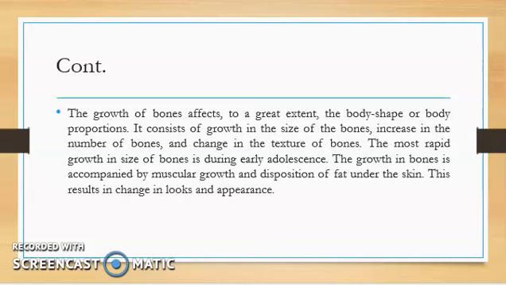Another important point is that the growth of the bones affects to a great extent the body shape or body proportions. It consists of growth in the size of the bones, increase in the number of bones, and changes in the texture of bones. The most rapid growth in size of bone is during early young age, adolescence age. The growth in bones is accompanied by muscular growth and disposition of fat under the skin. So these all are interrelated with each other. This results in changes in the looks and the appearance of a person.